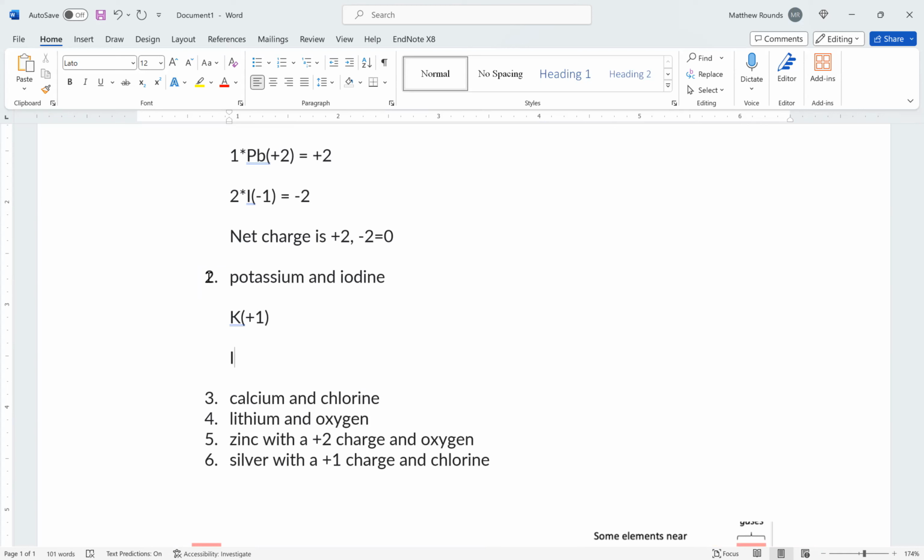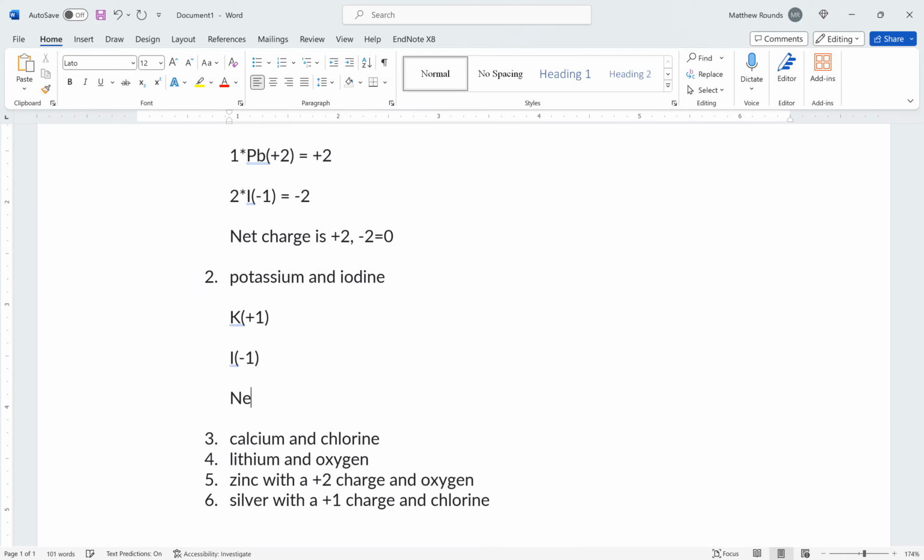Isn't iodine also the same as the top, a -1? It's a -1. So what is the net charge? 0. Net means after you combine them together. So you're all good there.